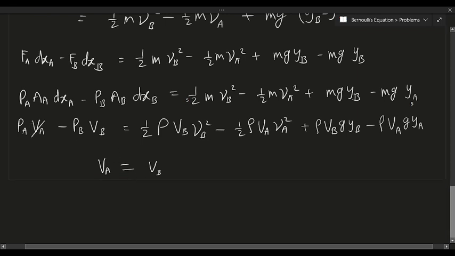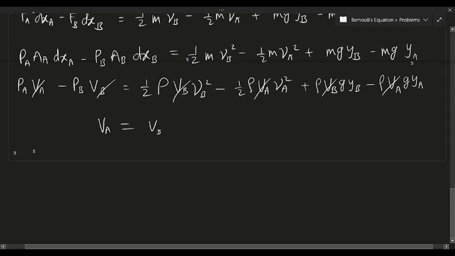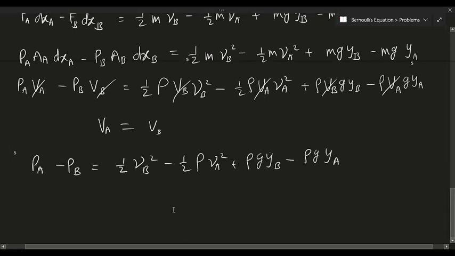So when this is so, all the volumes Va, Vb from the two sides of the equation will cancel, and we will get Pa minus Pb equals half rho vb square minus half rho va square. Now we take the quantities which correspond to end A on one side and the quantities corresponding to end B on the other side, and we get this equation by rearranging.